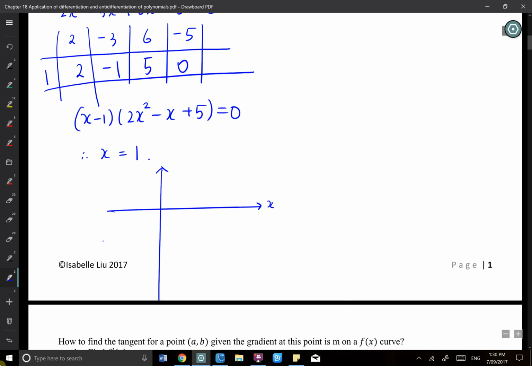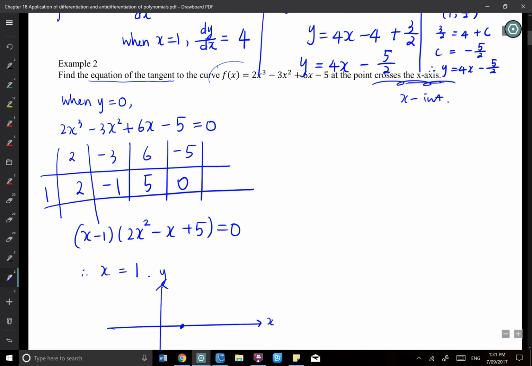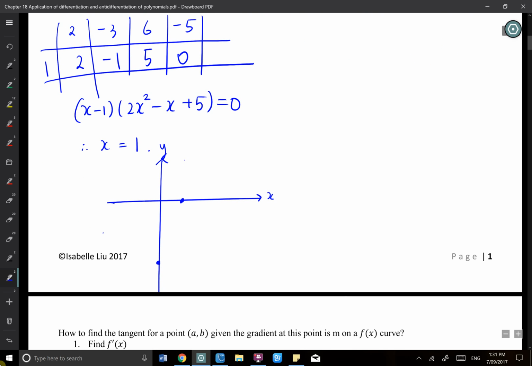Think about what the shape of the graph looks like.